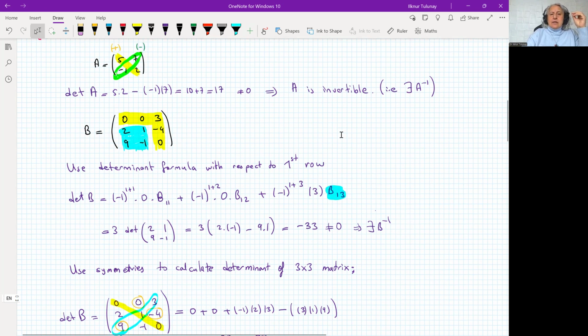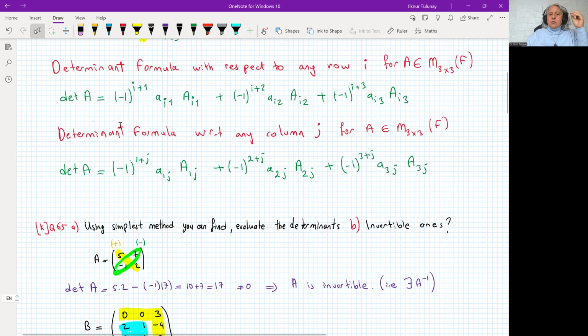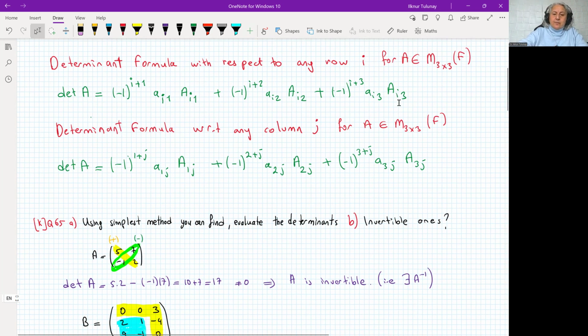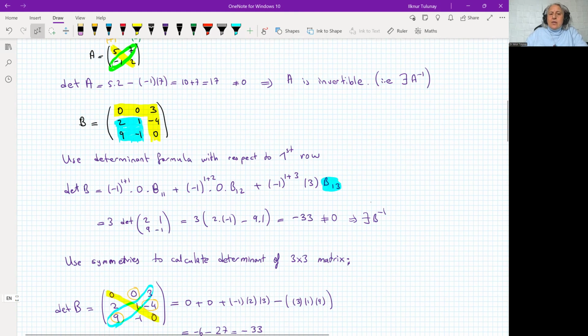So as I just said, if this is a 3 by 3 matrix, the determinant will involve this minor 2 by 2, this another minor 2 by 2, and this another 2 by 2. So we are recursively reducing the dimension when calculating the determinant. Okay, so think about this. If you choose a row or a column with lots of zeros, your calculations will be much simpler, of course. For example, use the determinant formula with respect to the first row, because we have zeros here. Our calculation will be much simpler.